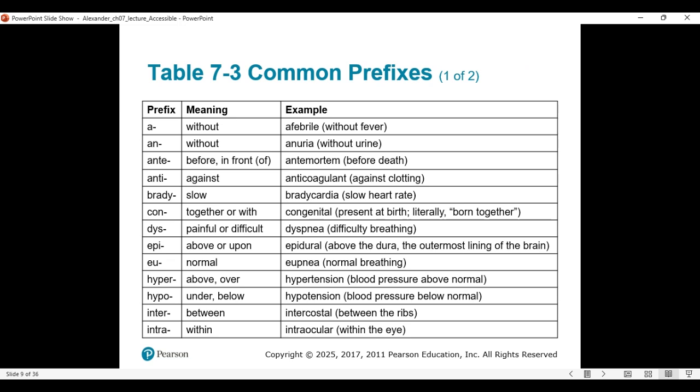Common prefixes. We won't go through all these, they're in your book, but some of them are important, like ante means before, anti means against. Brady, slow. Dys means painful or difficulty. So you have dyspnea, which is difficulty breathing. Epi is above. Hyper, hypo. Hyper is above. Hypo is low. This is important terminology we see a lot with hypertension, which is high blood pressure, and hypoglycemia, which is low blood sugar. Intra is within. So, like I said, these are all in your book. It's a good idea to look them over. Most of them you probably already know.